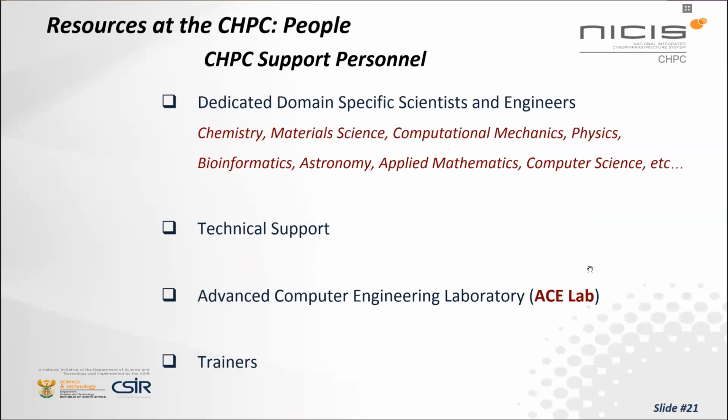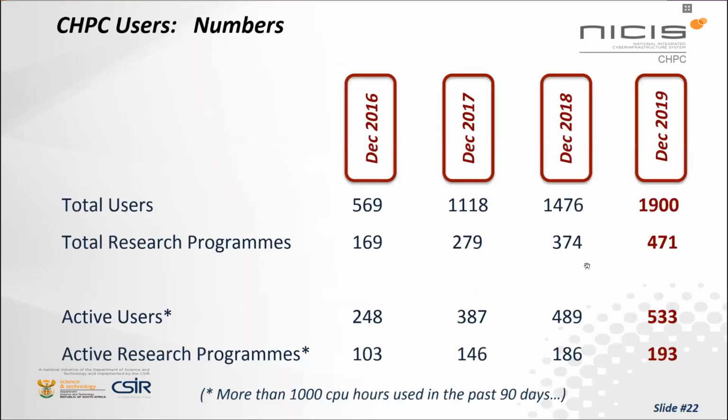So we have dedicated domain specific scientists and engineers focusing on chemistry, material science, computational mechanics, physics, bioinformatics, astronomy, applied math, computer science, and many more. We have a technical support team, an advanced computer engineering lab or SLab, and trainers as well. Total users as of December 2019 was just short of 2,000, with just under 500 research programs. Active users is just over 500, and active research programs just under 200.